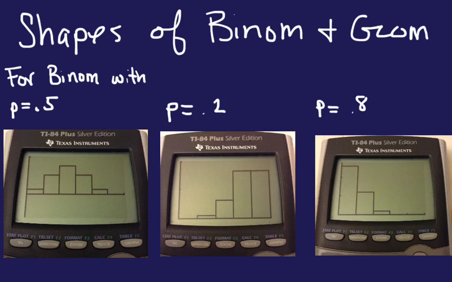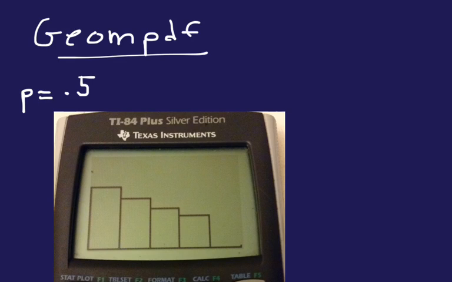So geometric has one shape. I just picked 0.5 as the geometric PDF probability of success, and this is what you get. As you go along, you're simply multiplying the probabilities together, so the probability goes down, down, down, down, down, and the further out you go, the more unlikely it is. Now, it's not always perfectly skewed to the right, but it will be skewed to the right in some shape or form. Make sure that you know the shapes.